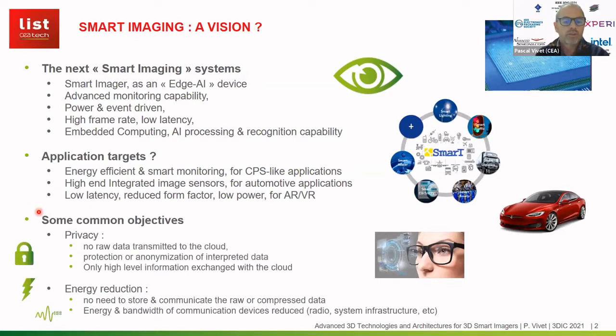All that should come with common objectives. The first one is privacy, because there would be no raw data transmitted to the cloud between the imager and the cloud. So this is a way to protect the data. But most of all, this is obviously to reduce energy, because instead of storing big frames output of the image sensor, we could directly compute and detect objects, faces, persons, cars, pedestrians, and everything within the sensor. And for that, we should be able to do that on raw data within the sensor without storing the image outside on a massive large memory such as HBM onto a GPU which should be attached to the sensor.